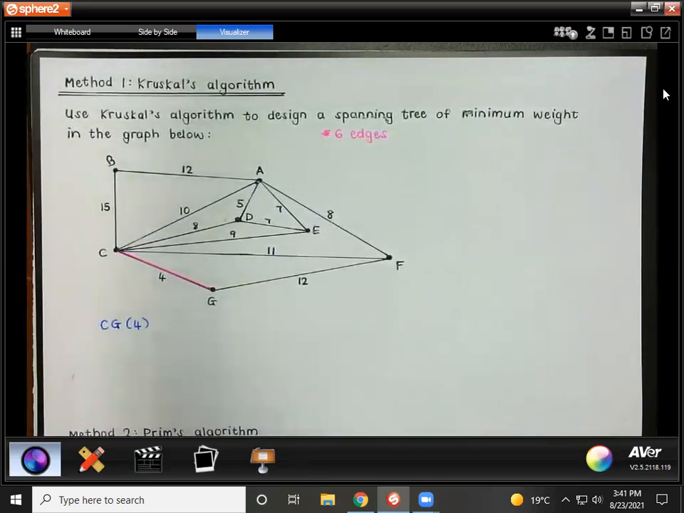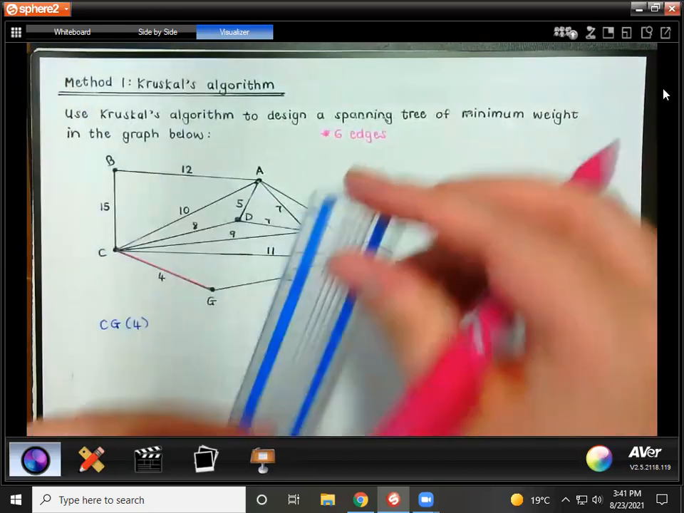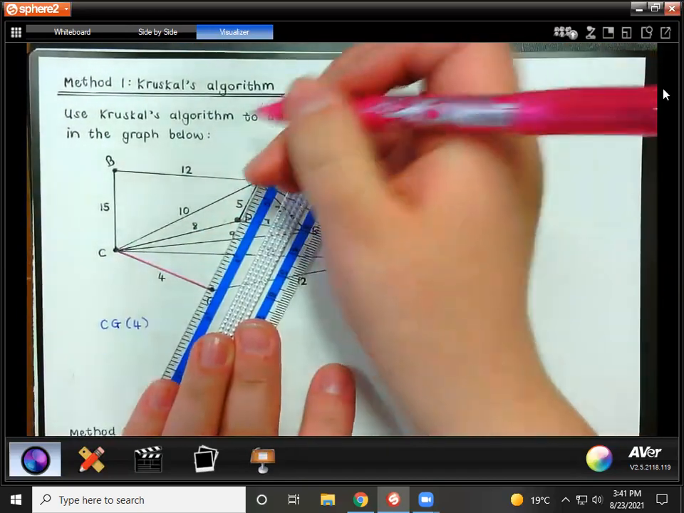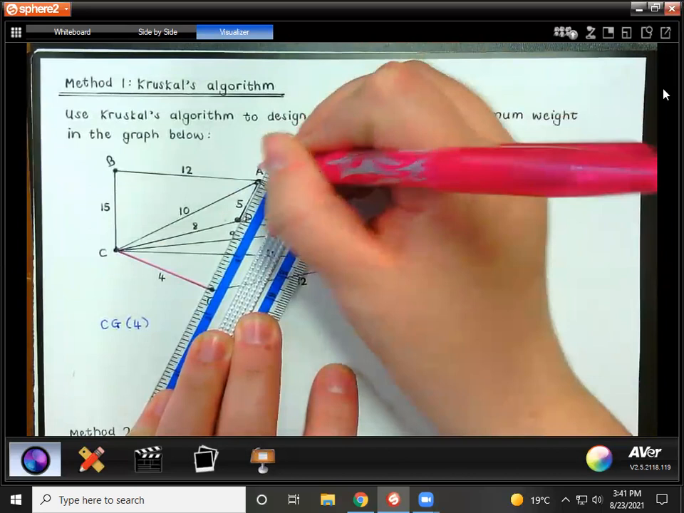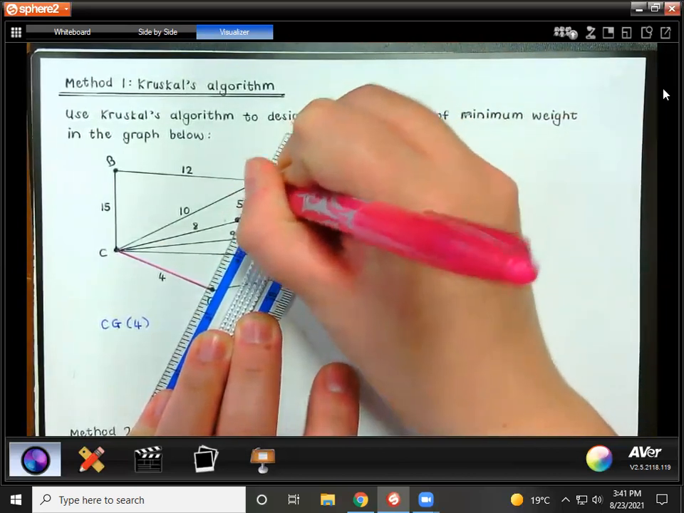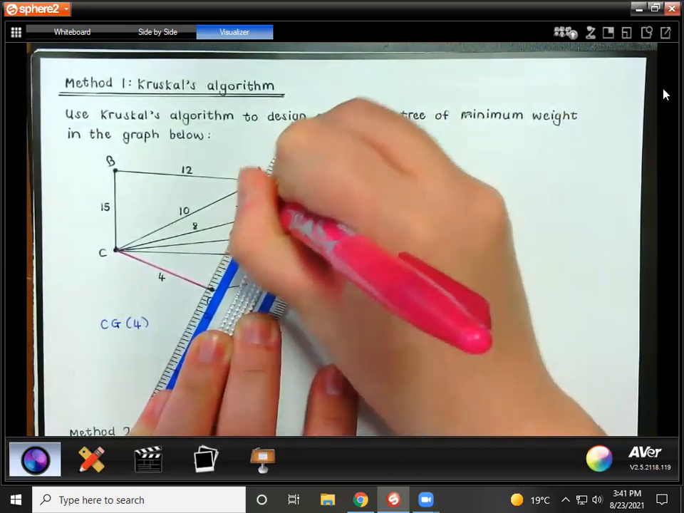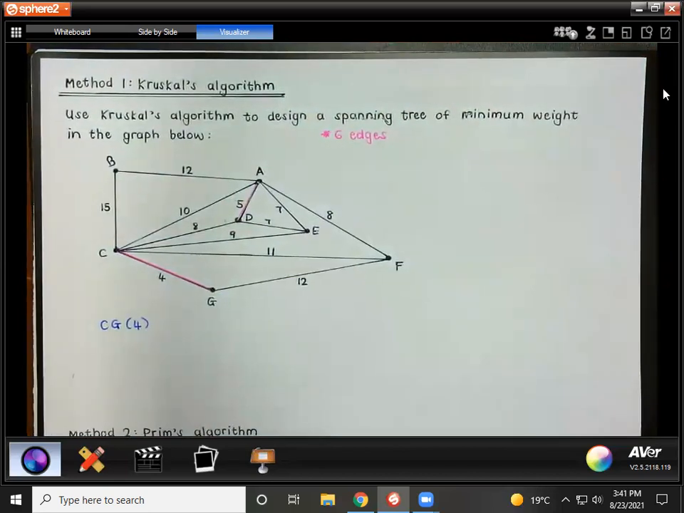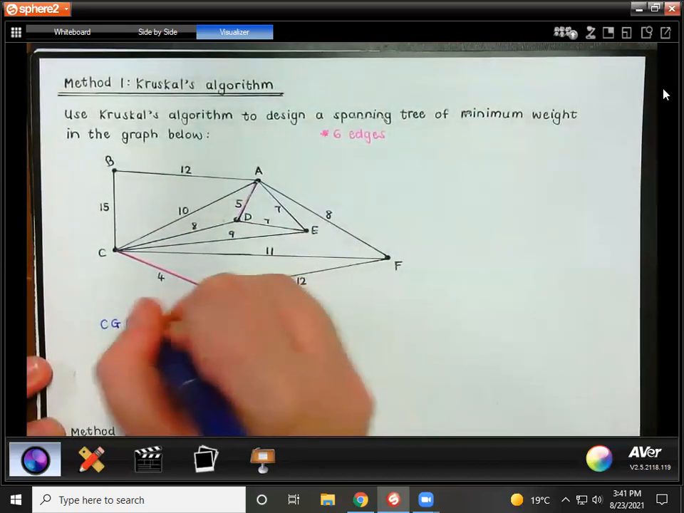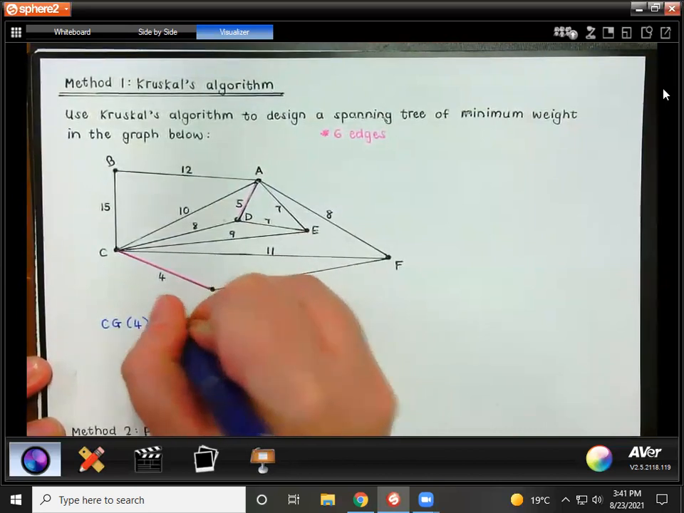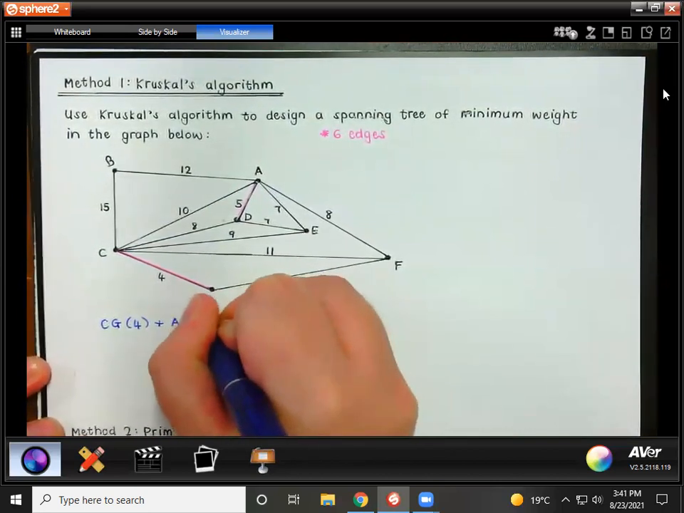Okay, now we've covered the one that's 4. Which edge is the next smallest value? AD, right? The one that's 5. If I fill in AD, is that going to create a circuit with the CG that I've already chosen? No, right? They're not even connected at all. So it's not a problem. We can choose AD. So that is going to be the next one. We can put a plus here.